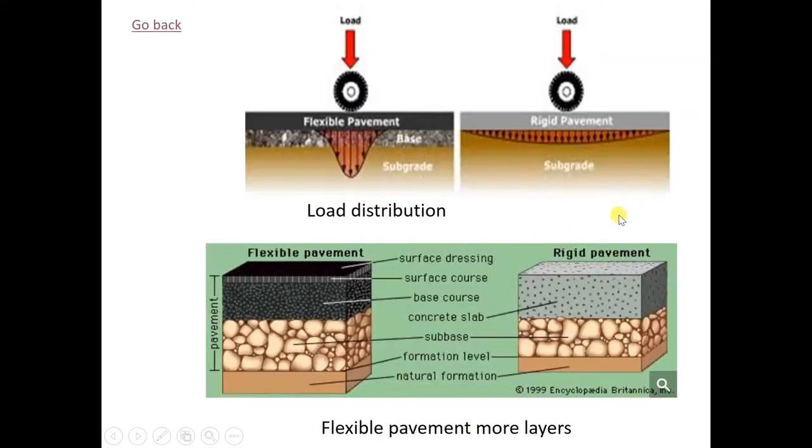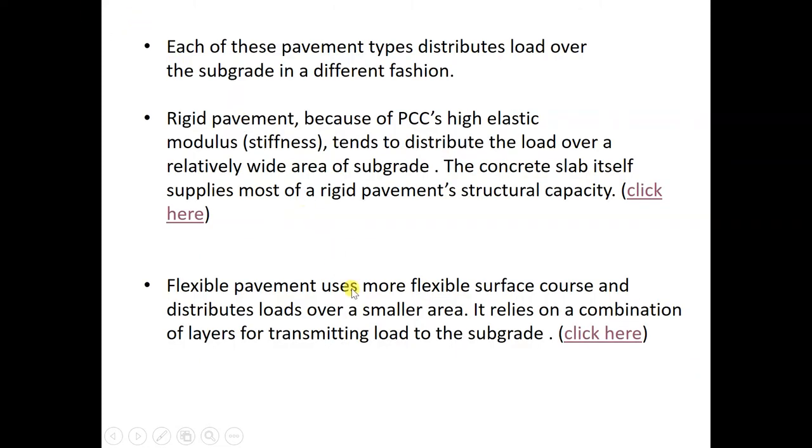Look at the right hand side, the rigid pavement. It has a big loading area, the load spreads along quite a big area, and most of the loading is taken up by the concrete slab. You can see at the bottom here, most of the loading is taken up by the concrete slabs. Whereas the flexible pavement uses a more flexible surface course and distributes loads over a small area. It relies on a combination of layers for transmitting load to the subgrade.